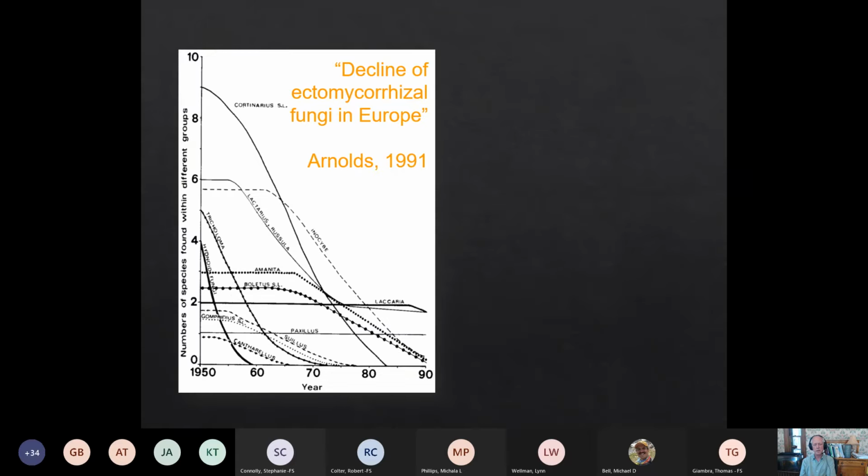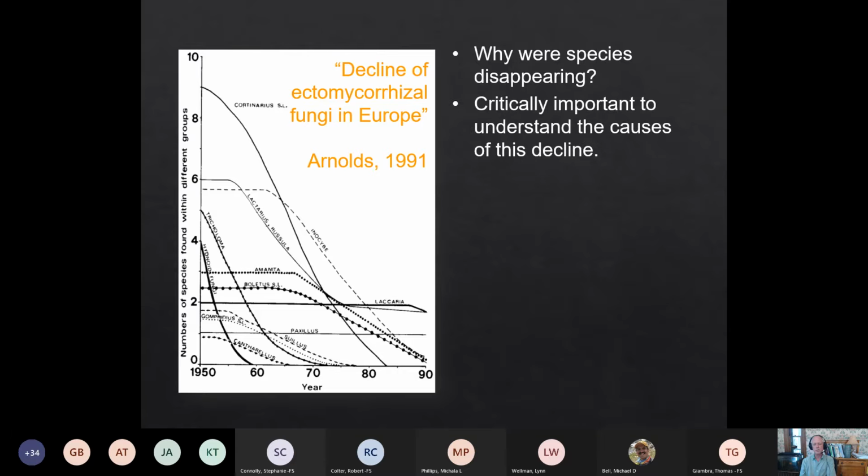There were a number of hypotheses floating around for what might be causing this. So why were they disappearing? Well, first off, we saw that certain species were disappearing and others were not. Certain very diverse genera were going to zero, whereas other genera that had just a few species in them were persisting. So it was uneven among the species. That's a clue that something ecological about those species was going on.